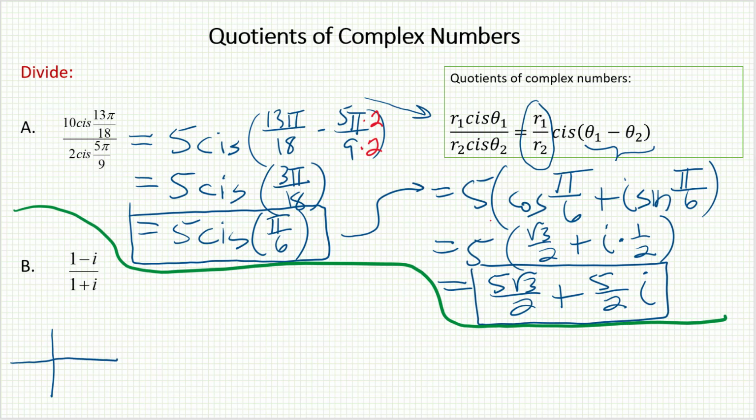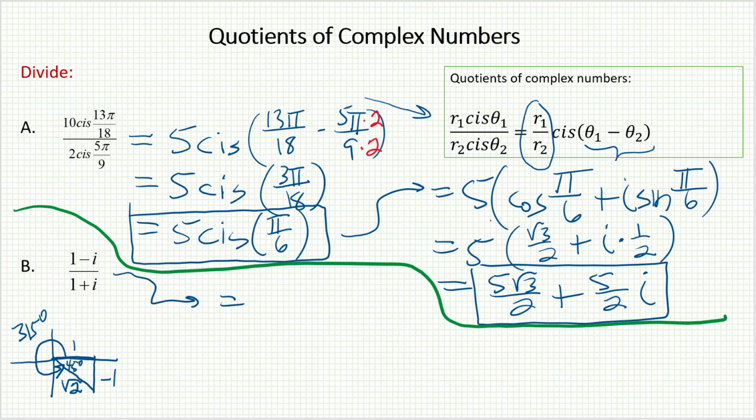1 minus i, so real part of 1, imaginary part of negative 1. This looks pretty easy. This is obviously a 45, 45, 90 triangle, which means I know this is root 2. I am in the fourth quadrant. If the reference angle here is 45 degrees, that of course means this big angle is 315 degrees. I think I'll work in terms of radians, so I'm going to rewrite this problem.